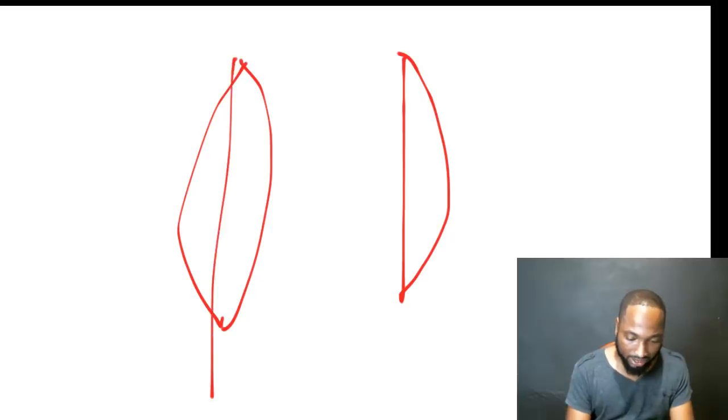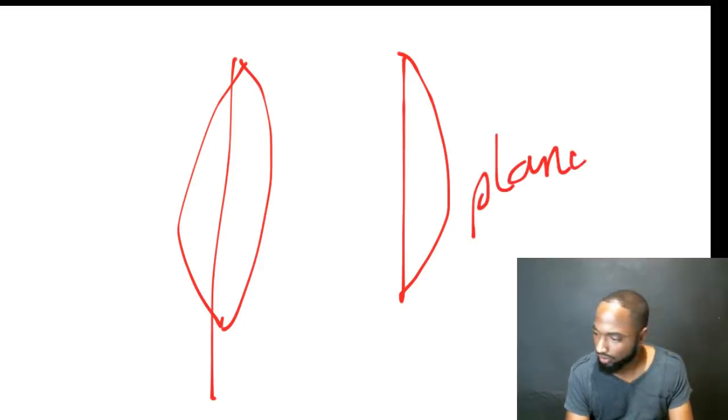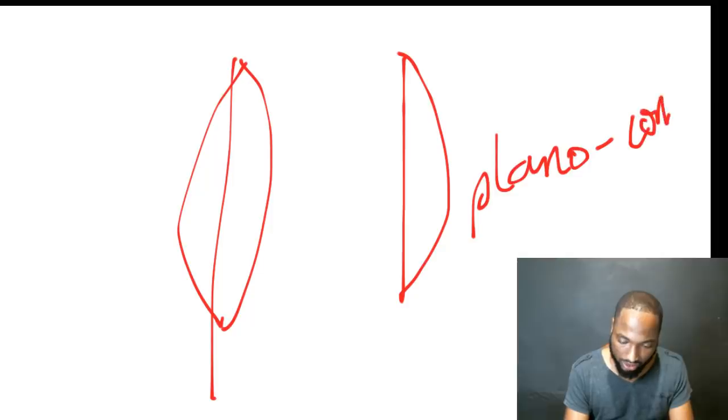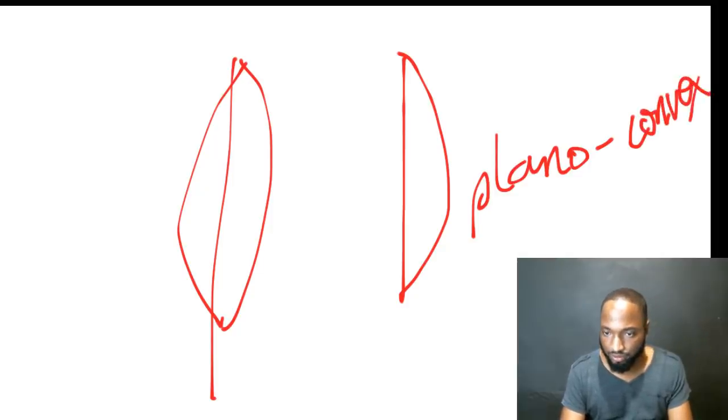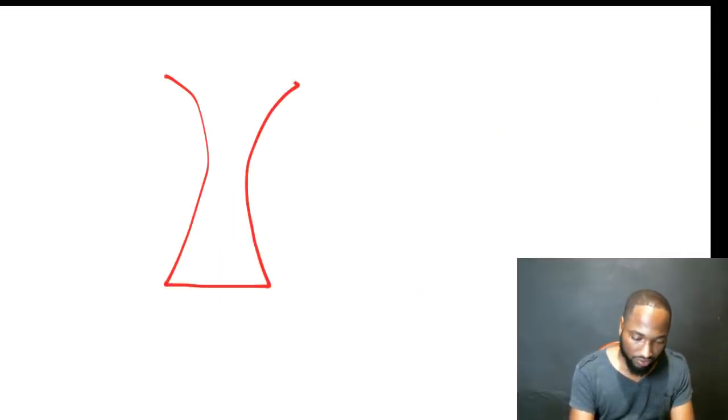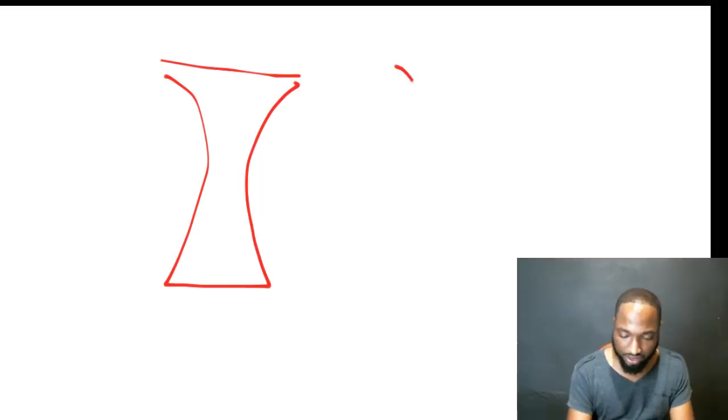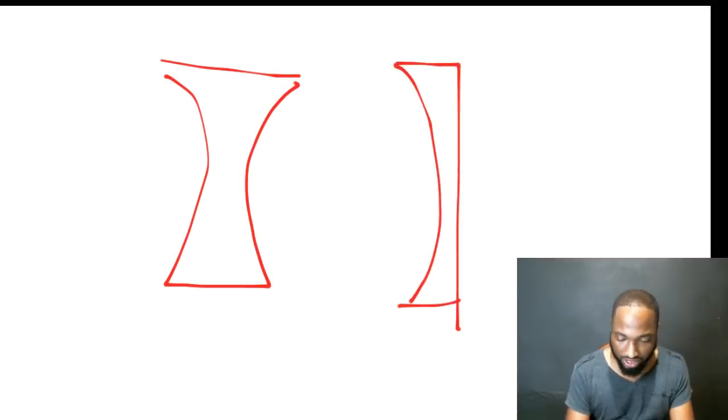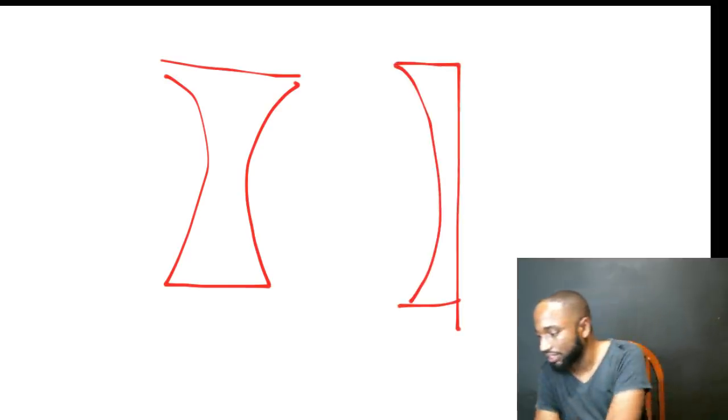This one is a biconvex. This one is a plano convex. Plano convex, right? Yeah. This one is a biconvex. You have the concave, that's kind of ugly. This is the plano concave. All right, enough on that.